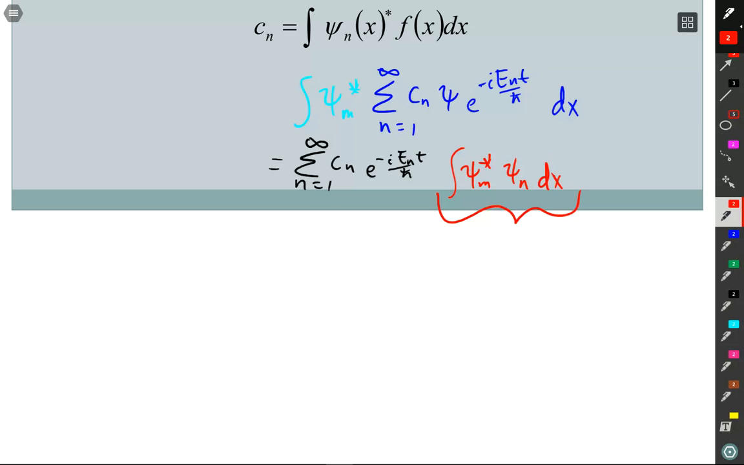It's equal to zero unless? Unless. So we write that as delta mn, not mm. Delta mm would by definition be 1. And so what that means is I'm going to have all of this summation. All the terms are 0 except for when n is equal to m. And so I would have c sub m.